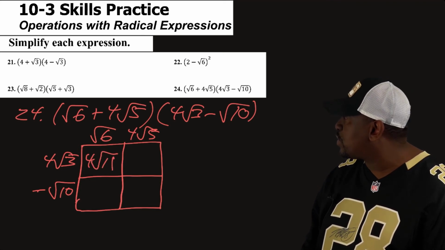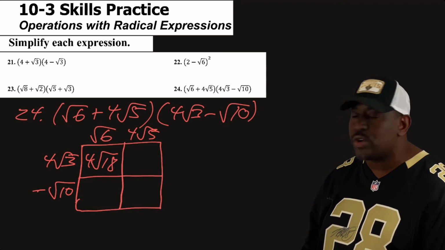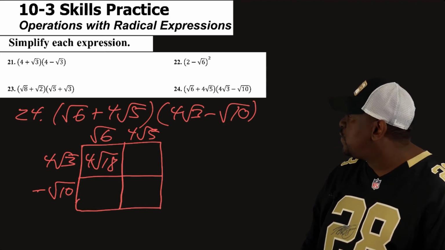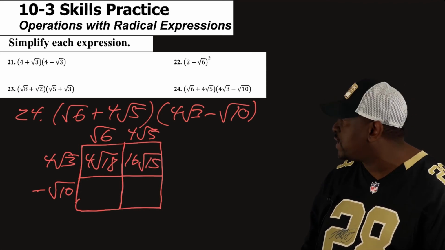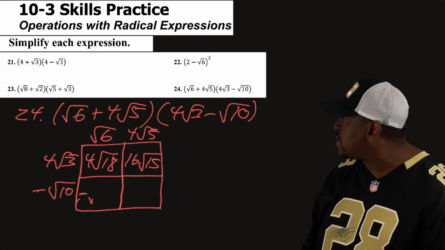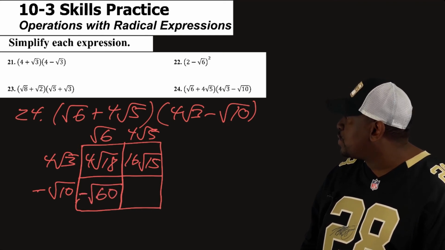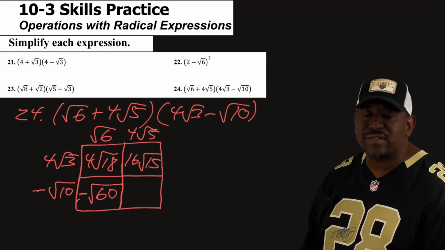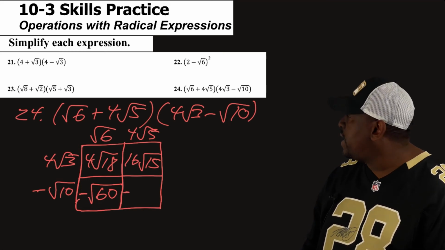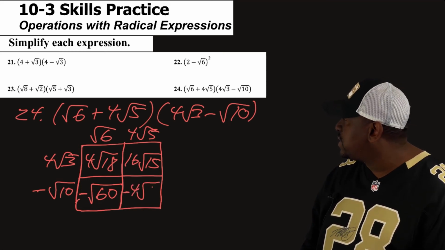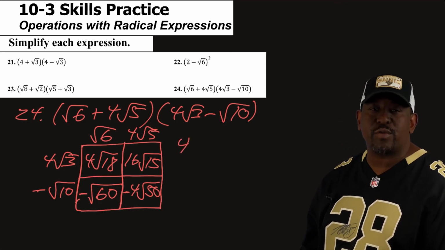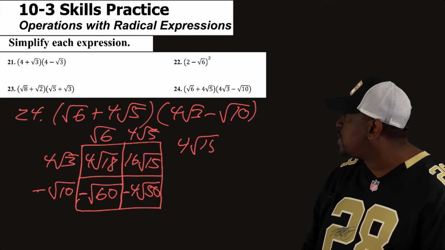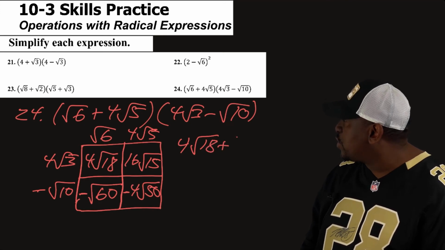4 times the square root of 3 times the square root of 6 is 4 times the square root of 18. 4 times the square root of 3 times 4 times the square root of 5 will give us 16 times the square root of 15. We multiply each of the like terms. Negative square root of 10 times the square root of 6 is negative square root of 60. And negative square root of 10 times 4 times the square root of 5 will be negative 4 times the square root of 50, which is basically 5 times 10. So we write each of those terms down.